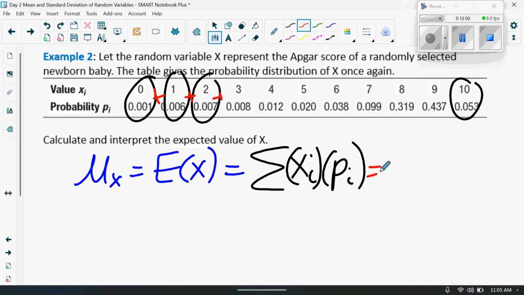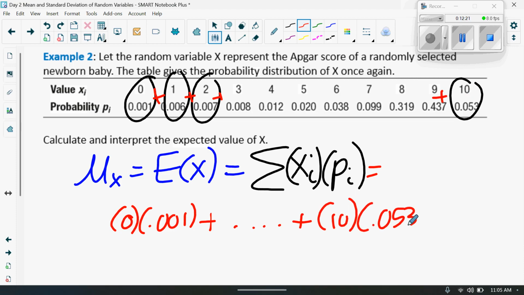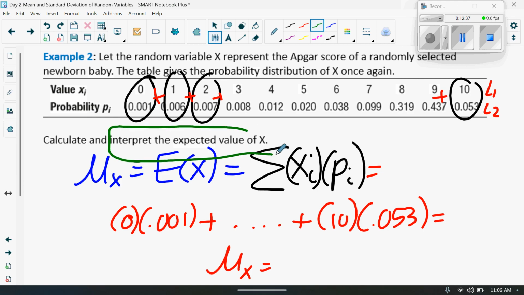So you're just going to do the first term, which is 0 times its respective probability, plus the next term. And again, you don't even have to write the next term. You can just write a plus sign, dot, dot, dot, implying addition is happening, and then go to the last term, which is 10 times 0.053. Okay, so put this in the calculator. You can either use your L1 and L2 right now to find the mean, or you can multiply the 11 terms and add them up and see what you get. And then I want you to interpret it in context. I'm going to let you guys do this one.